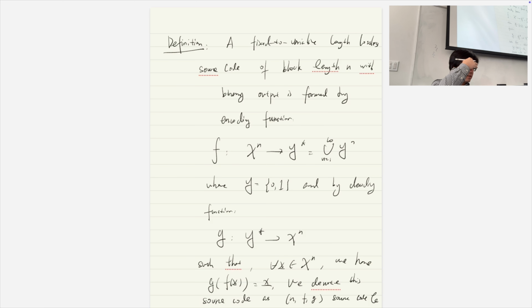Now let's define the length of the code. Because the length is variable, we don't have the same length for every code word. Then how can we define the length of the code? Basically, we define the length of the code as the average of all the code word lengths. That's pretty straightforward.